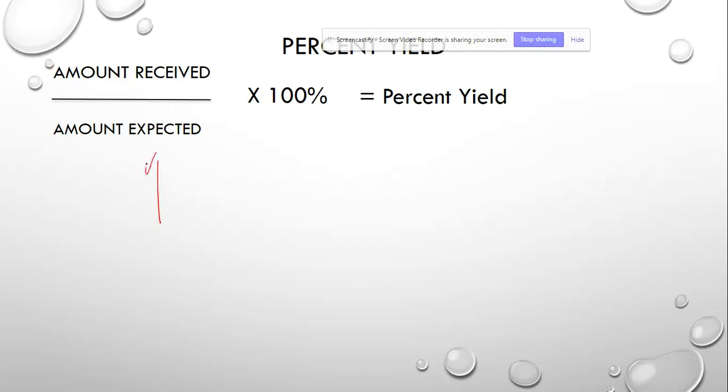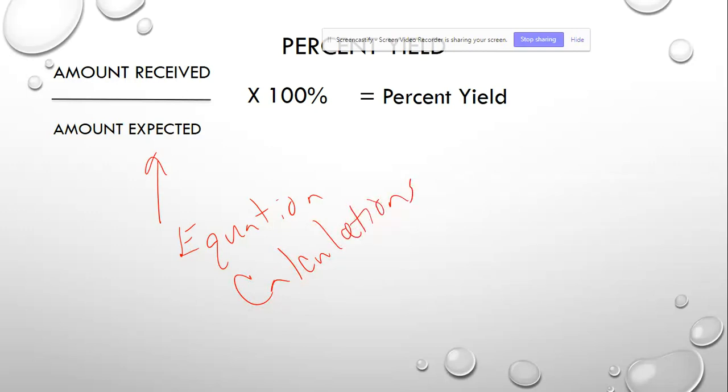So this comes from the equation. So doing stoichiometry, equation calculations, basically, right? Doing calculations. That's where the amount expected comes from. The amount received can only be determined from a lab. You have to do a lab experiment and actually weigh something out.